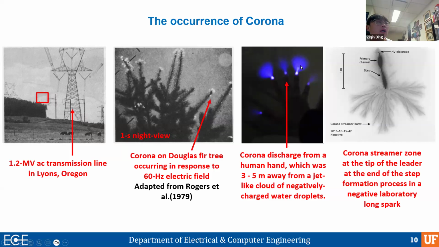Here we have a corona discharge from a human tent, which is really close, 3 to 5 meters away from a jet-like cloud of negatively charged water droplets. On the most right-hand side is an adopted image from Kostinsky et al. 2018, I think. It shows a very short exposure of the corona streamer zone at the leader tip during the step formation process. It's a laboratory long spark image.